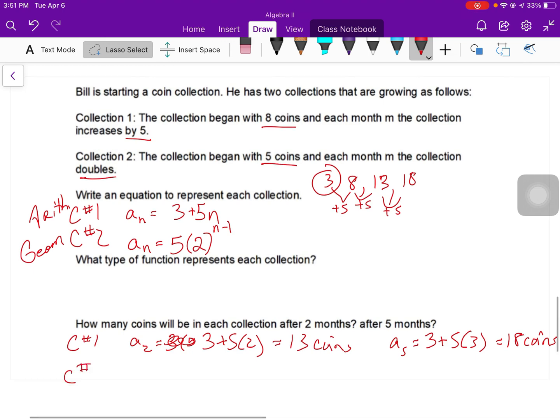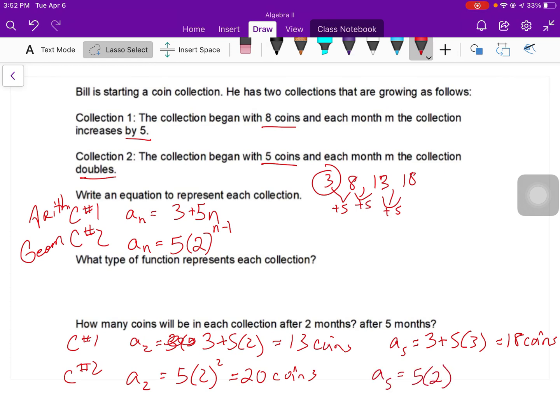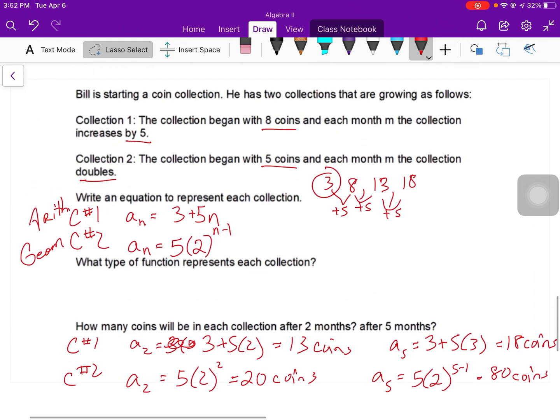Let's see collection number 2, and instead of it being multiplied by 2, I'm going to double it. So 2 squared is 4, 5 times 4. Right away, I have more coins by doubling it. Okay, and if I take it to the 5th power, 5 minus 1, it's going to be 4. 2 to the 4th power, 16. I'm going to end up with 80 coins. So again, exponential grows quicker. And it makes sense, exponential growth. Okay. And that's kind of the difference between arithmetic and geometric.